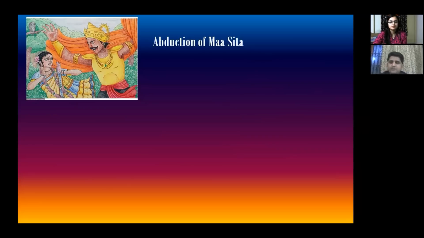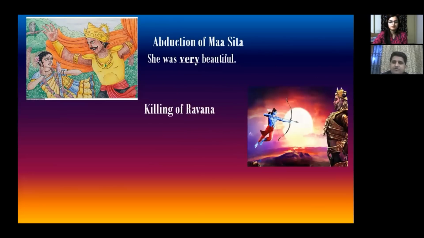She was very beautiful, and as per Ramcharitmanas, Shurpnakha praises Ma Sita in the Darbar of Ravan, and because of that she got abducted. Similarly, the killing of Ravan could be connected with his ego, because Ravan was a very egoistic person.